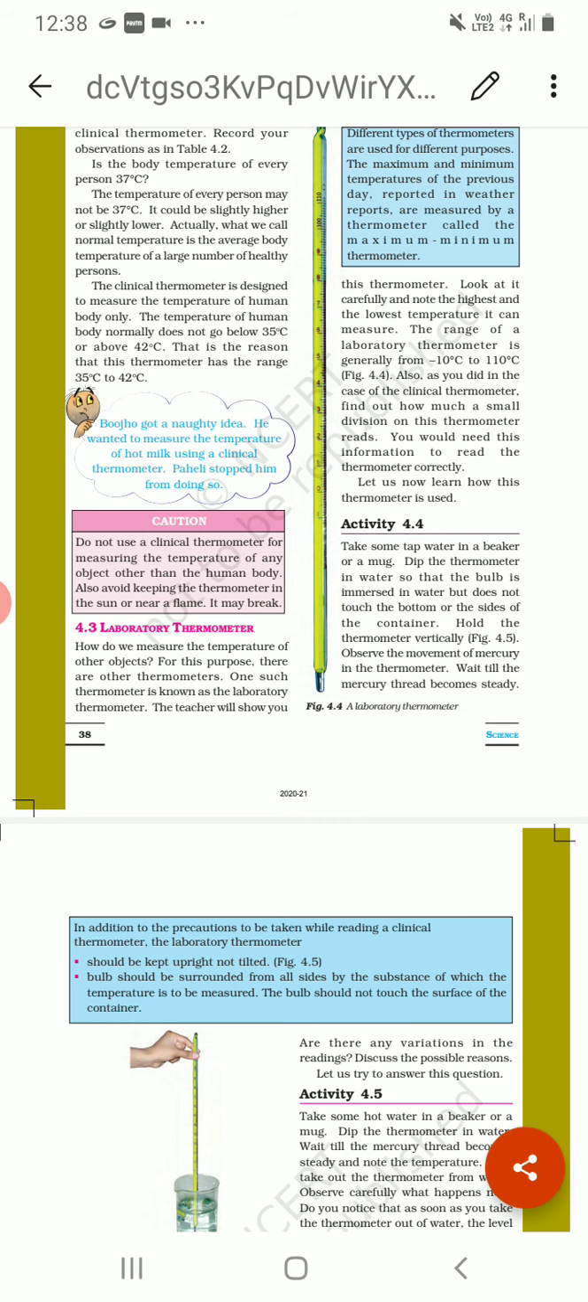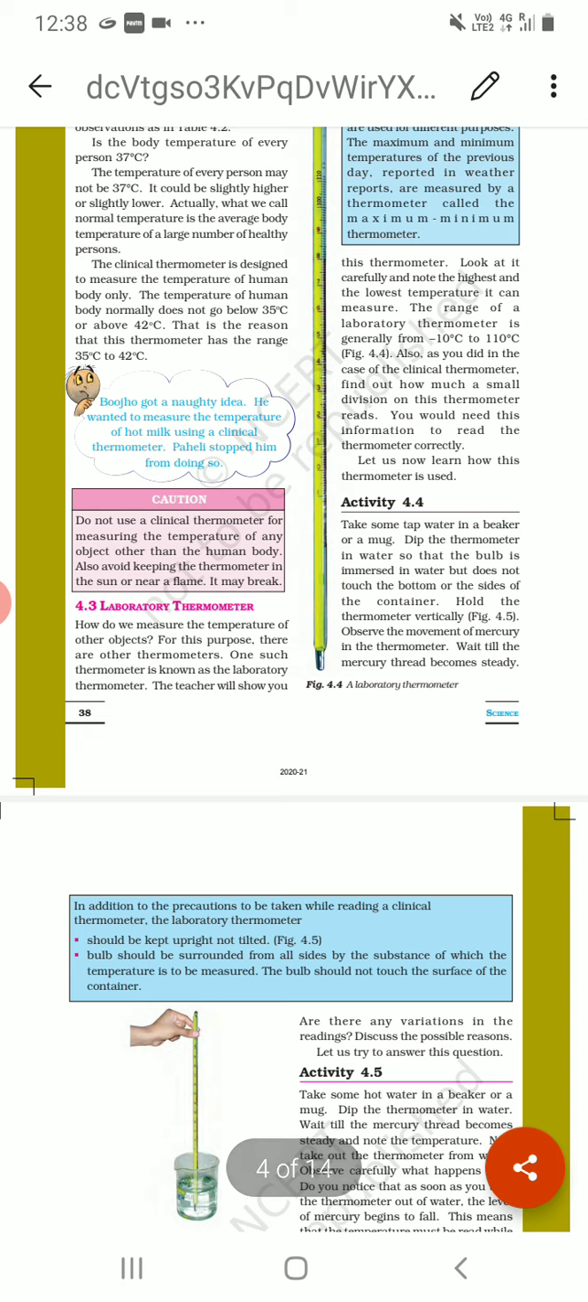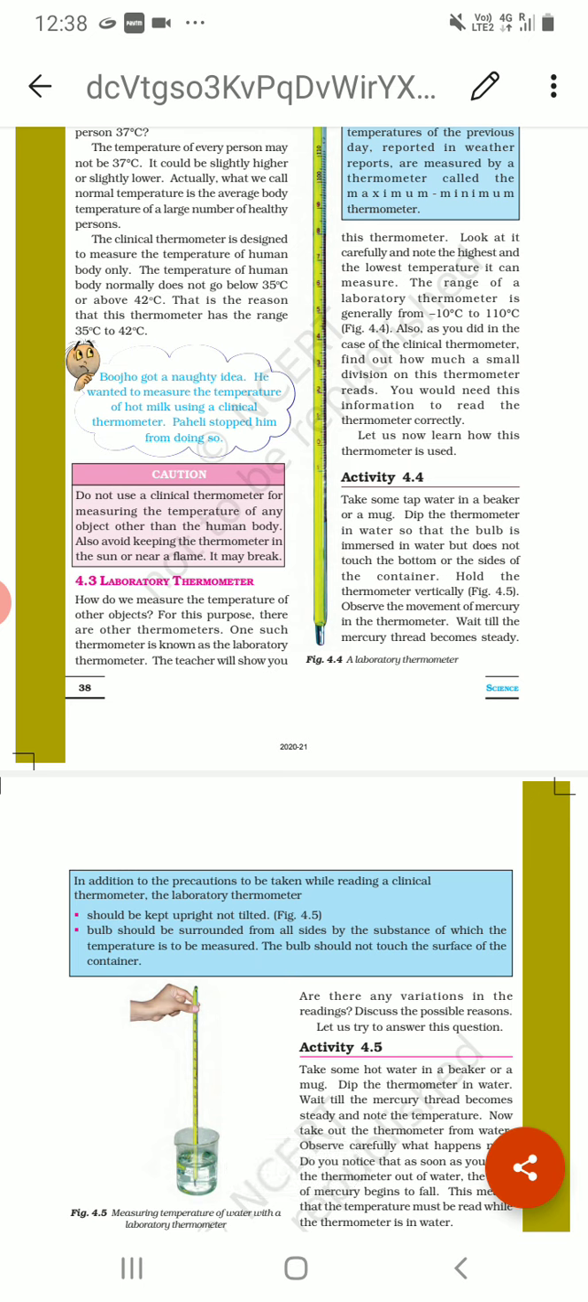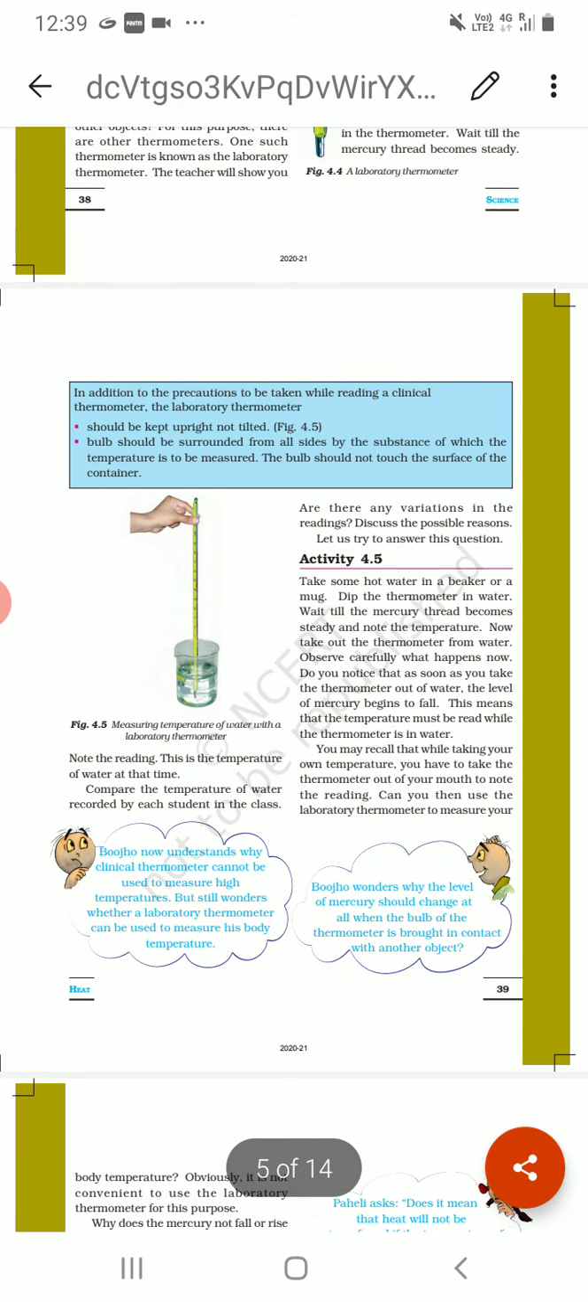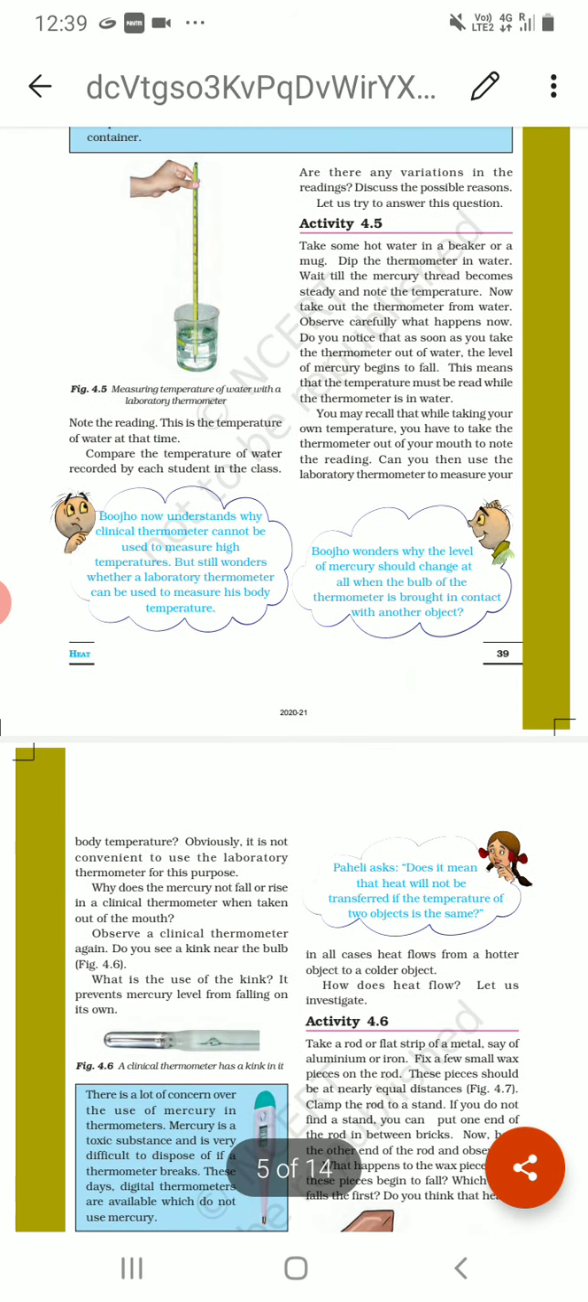Okay, the range of a laboratory thermometer is generally from -10 degrees centigrade to 110 degrees centigrade. Also, as you did in the case of the clinical thermometer, you can easily deduce the small deviation on the thermometer reads. Okay.